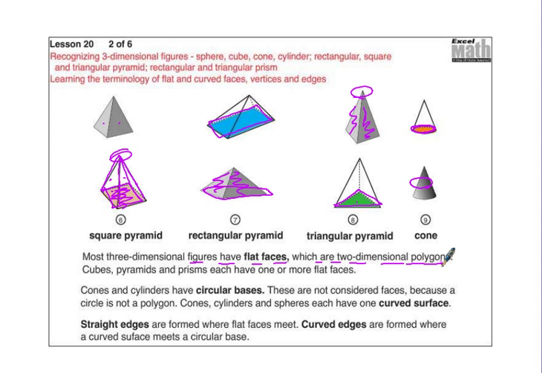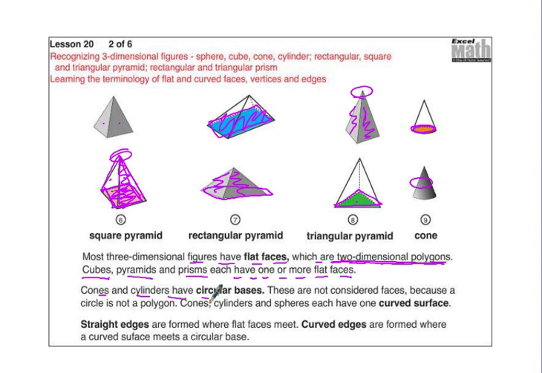So a flat face is a shape that you already know about, a two-dimensional polygon, like square, rectangle, triangle, and so on. Cubes, pyramids, and prisms each have one or more flat faces. So you can see we have a flat face here because we can call that a square. We have a flat face there because we can call that a triangle. We have a flat face here because we can call that a rectangle, and so on.